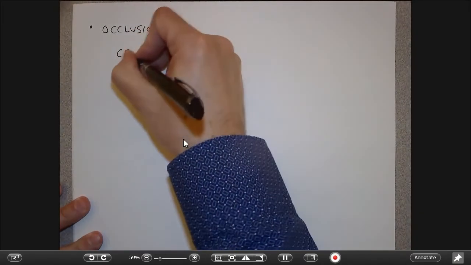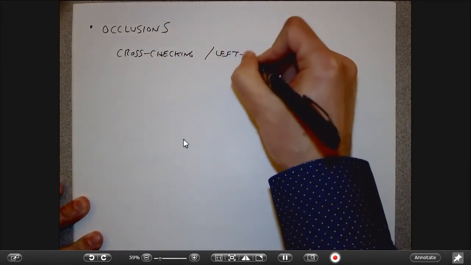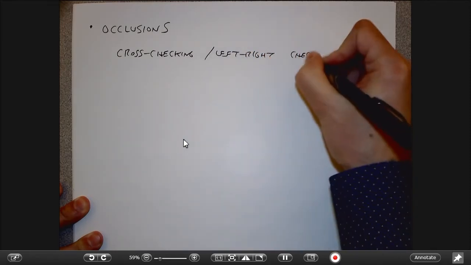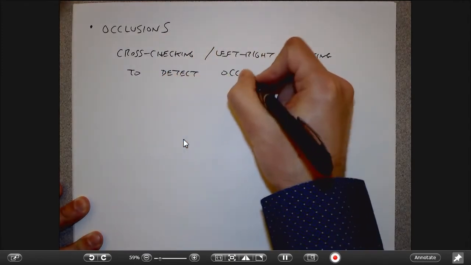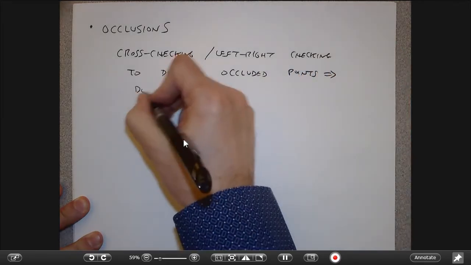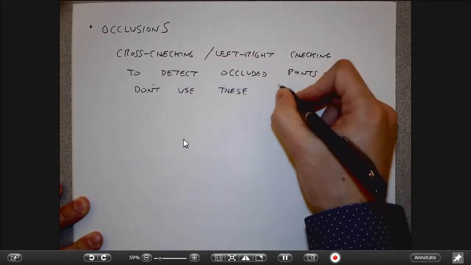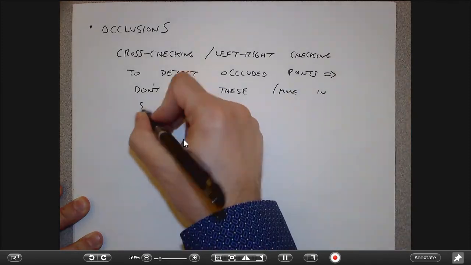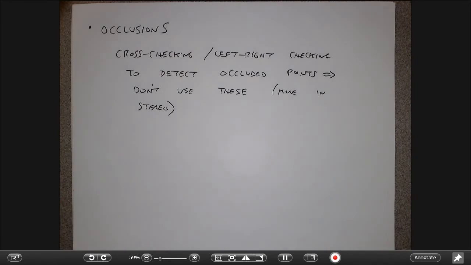So I can do cross-checking or left-right checking to detect occluded points. And the most I'm going to say about that for the moment is just not to use those points. We're going to say more in stereo about how that works. But basically, there's not that much you can do when you've got occlusions. There just isn't a point that you could assign that you would be able to reliably estimate.